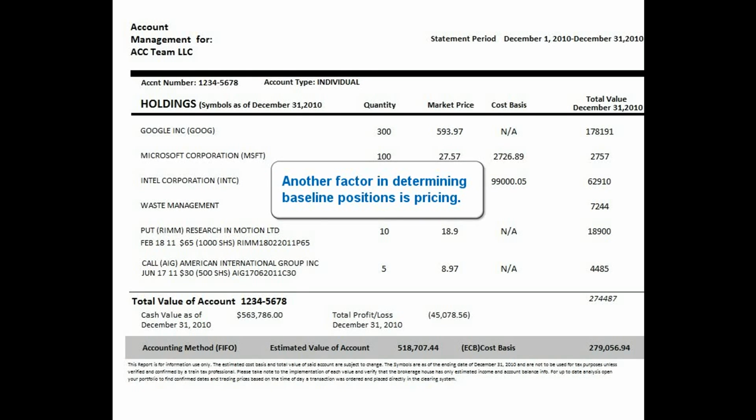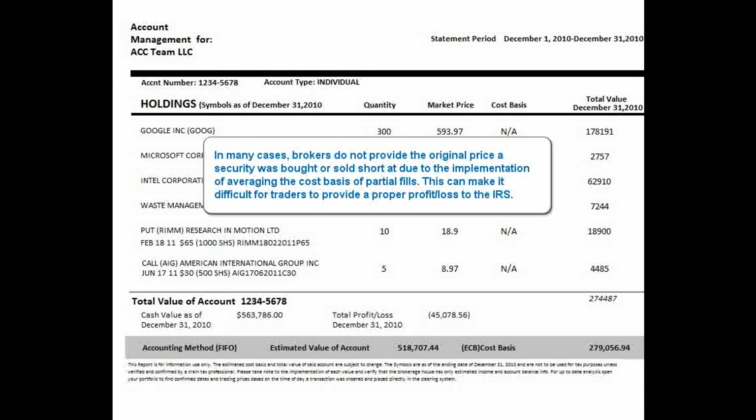Another factor in determining baseline positions is pricing. In many cases, brokers do not provide the original price a security was bought or sold short at due to the implementation of averaging the cost basis of partial fills. This can make it difficult for traders to provide a proper profit loss to the IRS.